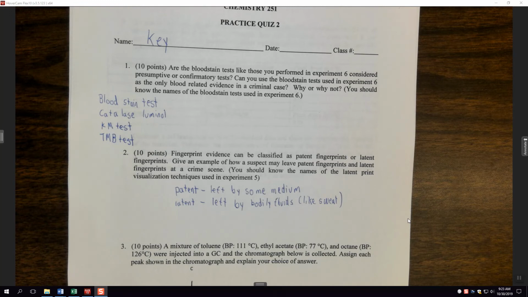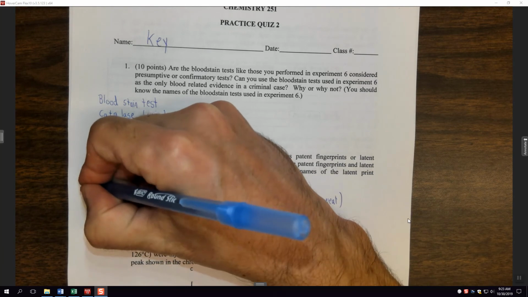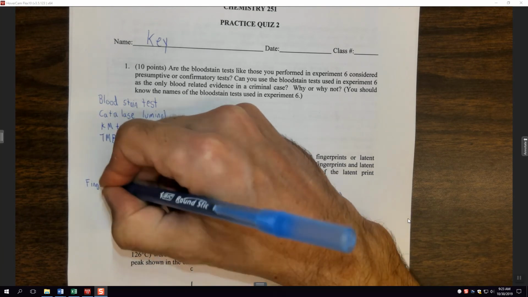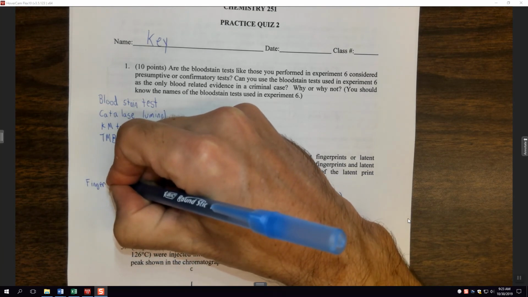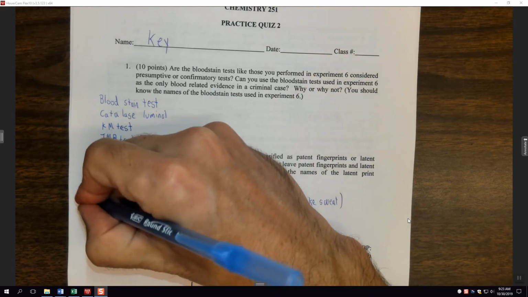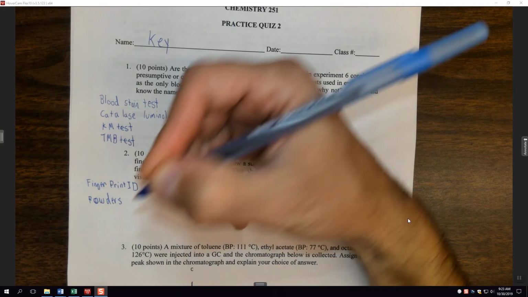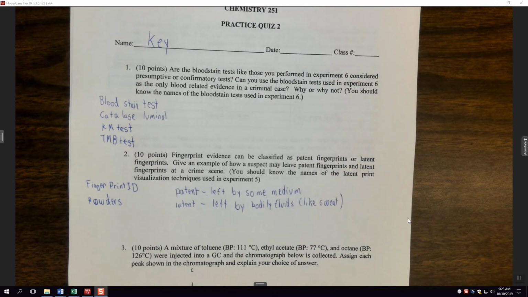All right, so how can we detect these latent prints? Fingerprint ID. Well, the first thing we talked about, and you used, were powders. And we had fluorescent powders and conventional powders, and you lifted these in the lab with tape. Okay, and this works pretty well on smooth surfaces, so that's what they could be used for.